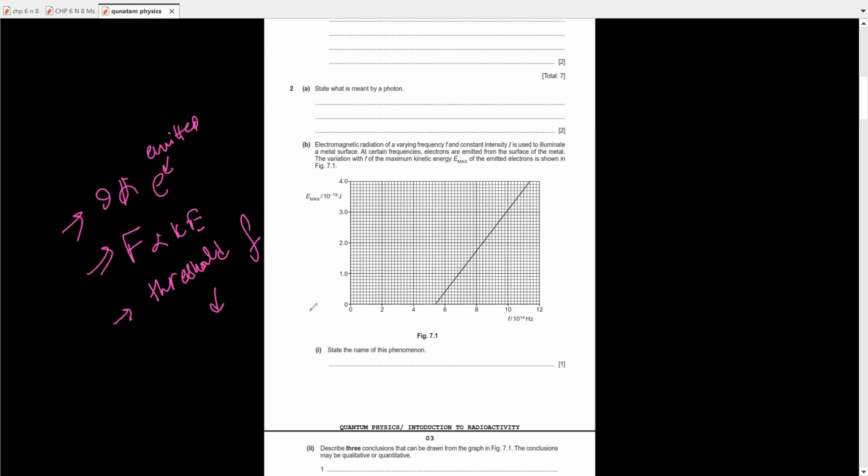So, what is the question? At a certain frequency, electrons are emitted from the surface of the metal. The variation of the frequency and the kinetic energy of the emitted electron is shown in the figure. State the name of this phenomenon. So, this phenomenon is the photoelectric effect. Already I've given you so many hints. So, it's the photoelectric effect.